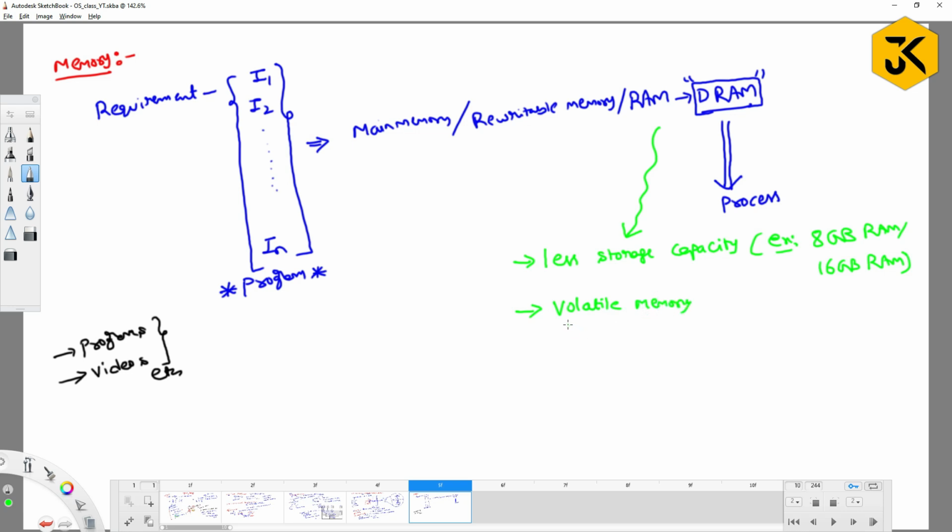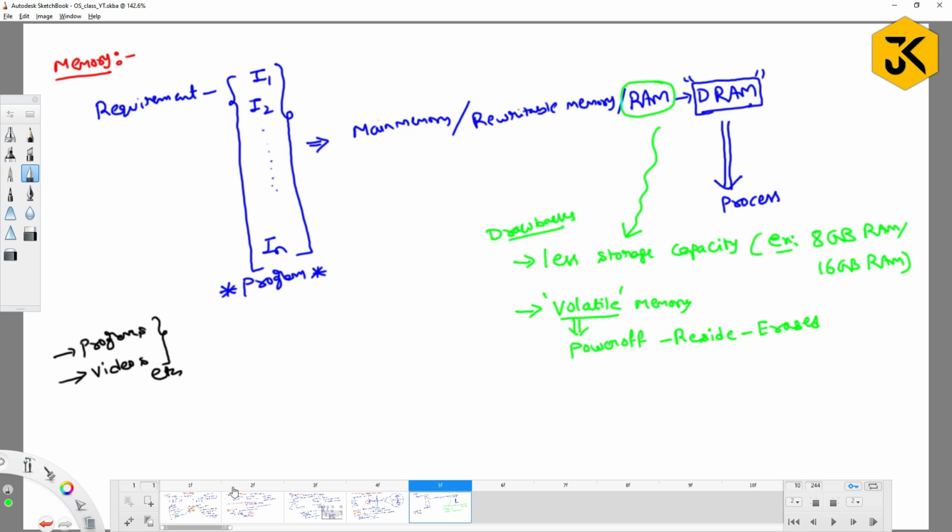Volatile means, in general, when your system is powered off, all the data which resides inside the RAM gets erased. That is what we call volatility. Volatility means the data which you have placed inside the RAM or DRAM will be erased completely once it is turned off, right? So these are the two drawbacks of a RAM.